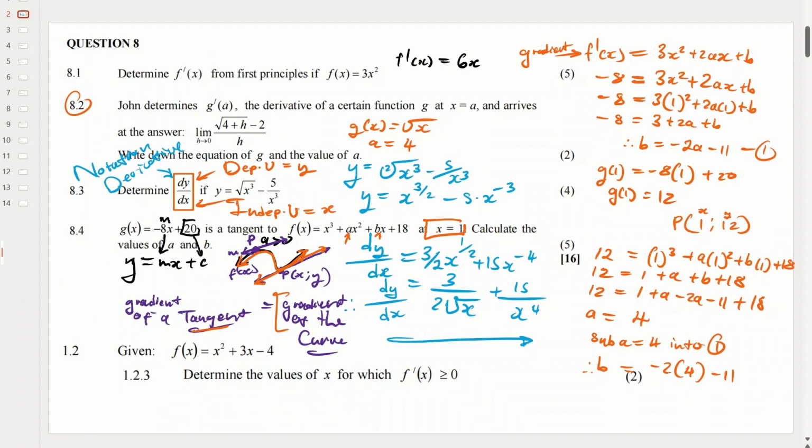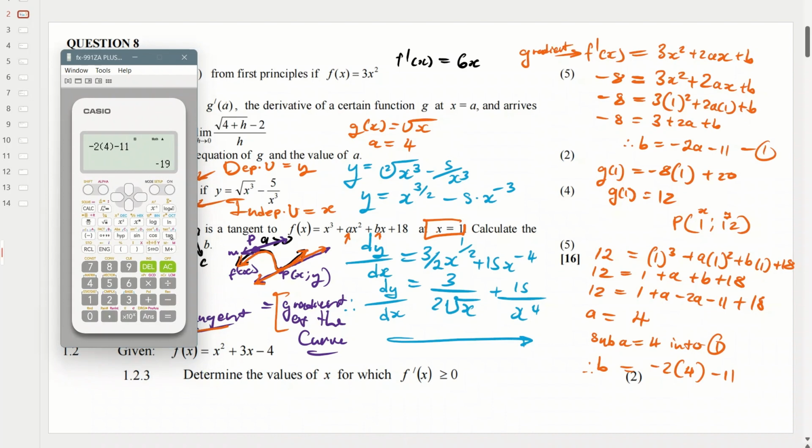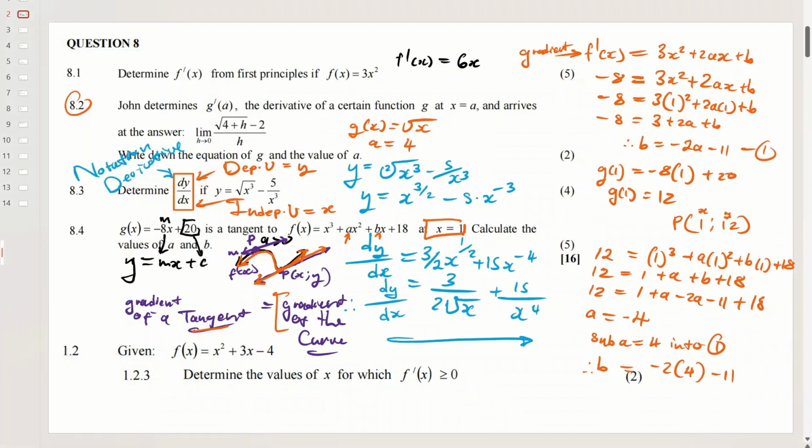Guys, I think I made a mistake. Remember I said we are taking A to the left. It means now this 12 has to be to our right. So now this has to tell us A is negative 4.